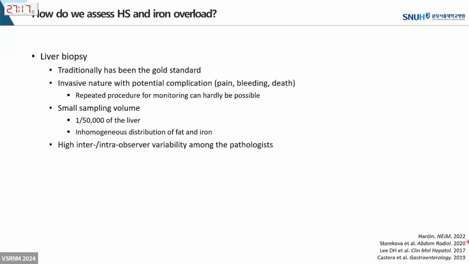Then, how do we assess hepatic steatosis and iron overload? Liver biopsy has been the gold standard for diagnosing hepatic steatosis and iron overload. However, liver biopsy has several limitations, including invasiveness, small sample size, inconsistent distribution of samples, and a high degree of variability in interpretation among readers or within a single observer.